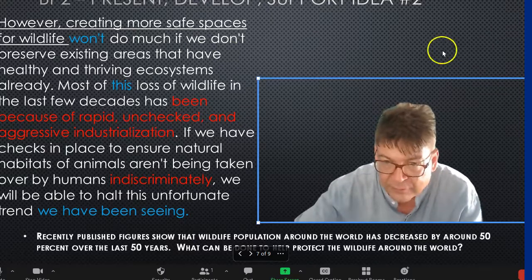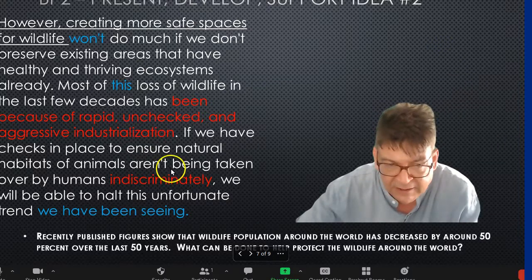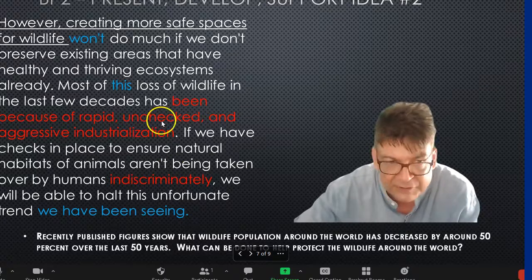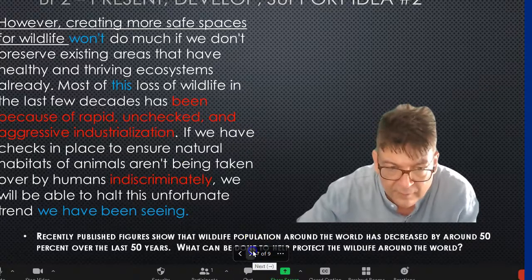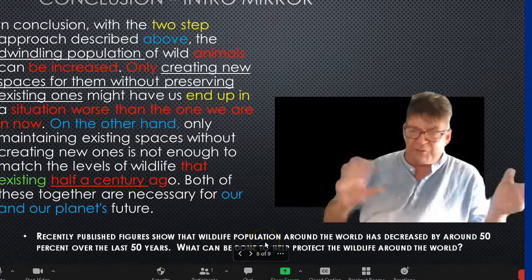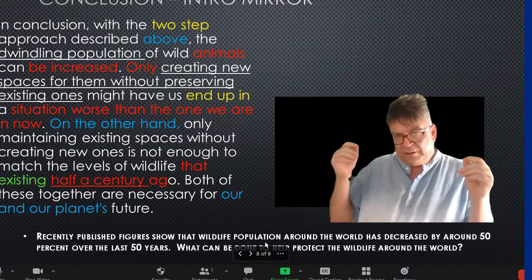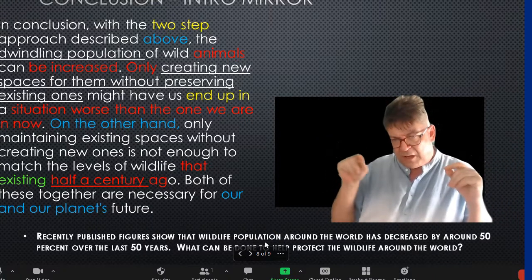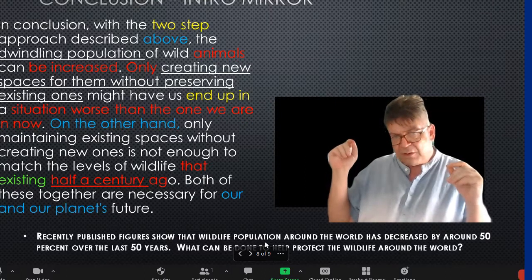Okay, so, let's see here. That's a pretty good paragraph. On the right, there are no grammar mistakes at all. It's just structural. Conclusion, sort of a mirror image of the introduction. In conclusion, with the two-step, I think you need a hyphen there. Two-step, hyphen, two-step approach described above.